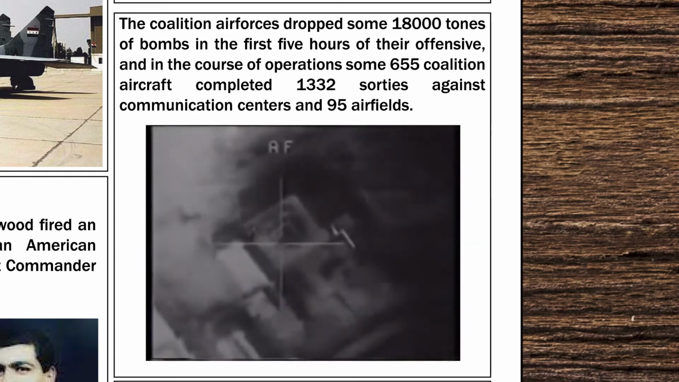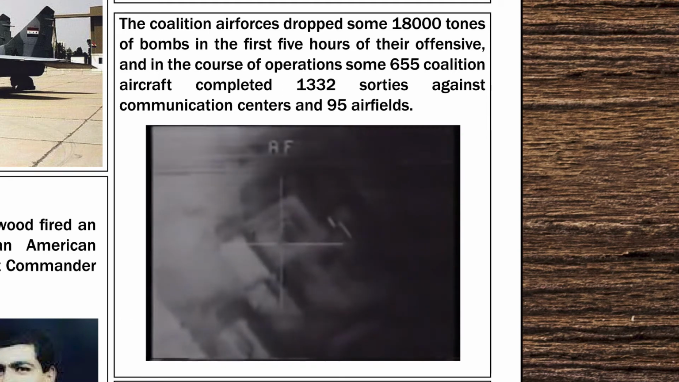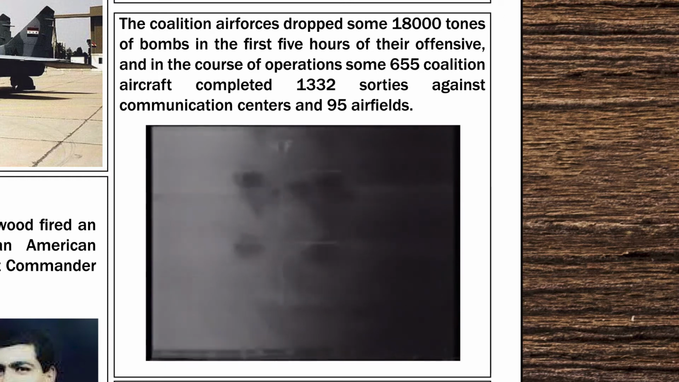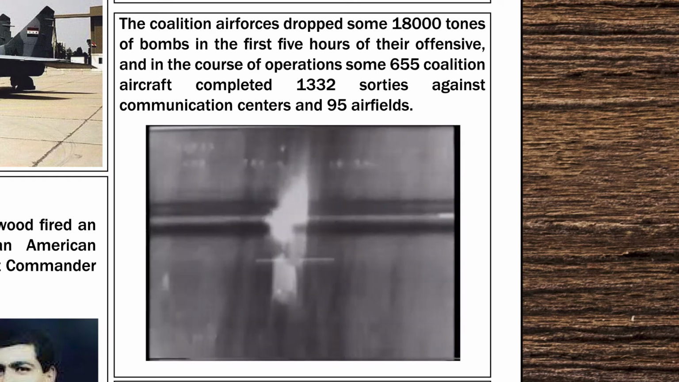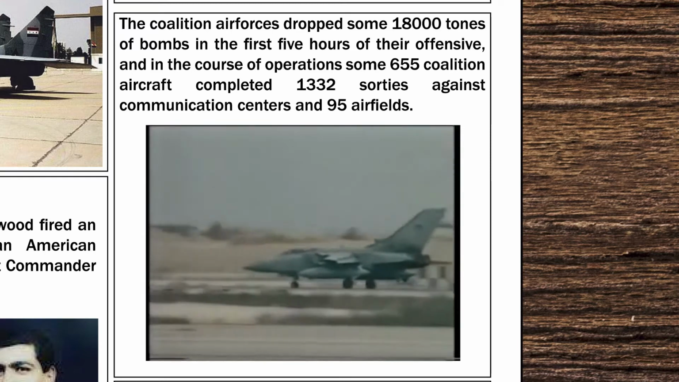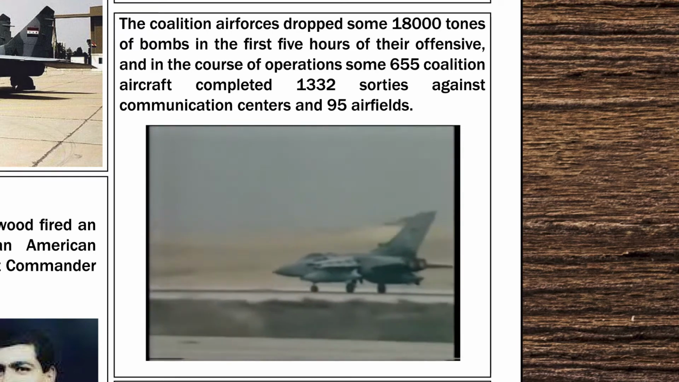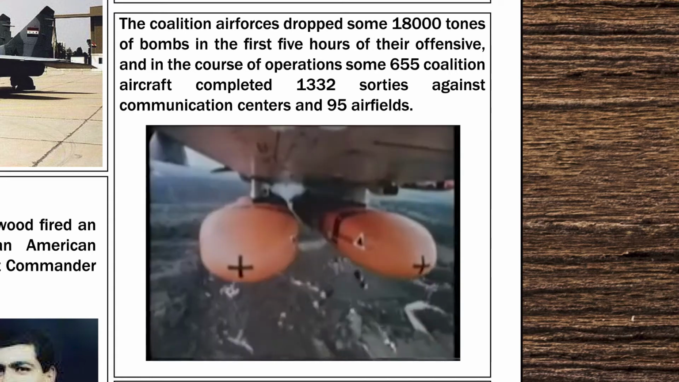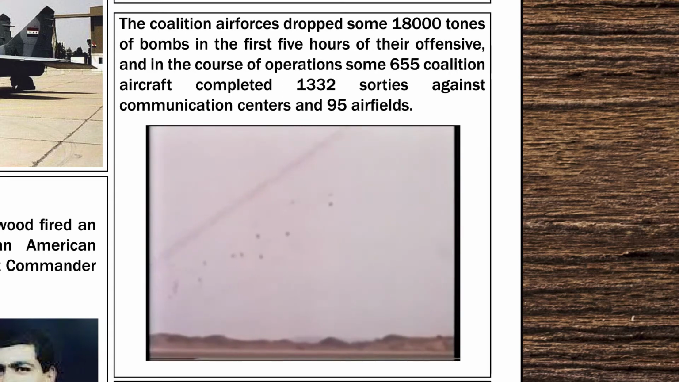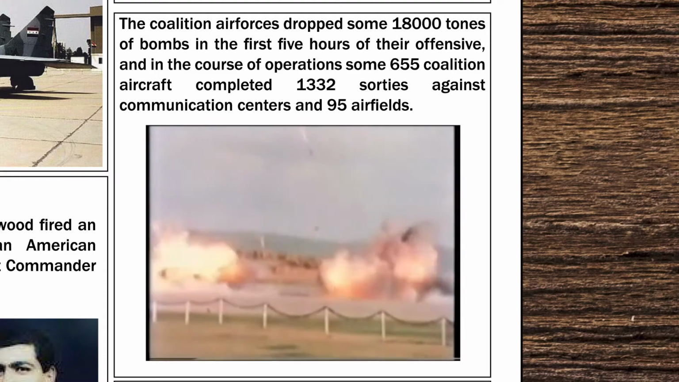The coalition air forces dropped some 18,000 tons of bombs in the first 5 hours of their offensive, and in the course of operations, some 655 coalition aircraft completed 1,332 sorties against communication centers and 95 airfields. The Iraqis said that they had brought down 60 aircraft, but in fact only 3 coalition aircraft failed to return safely.